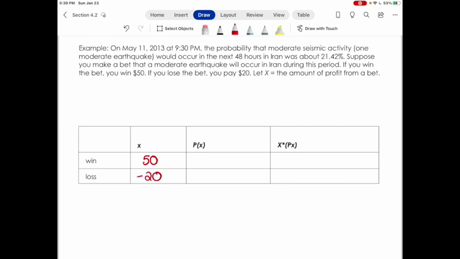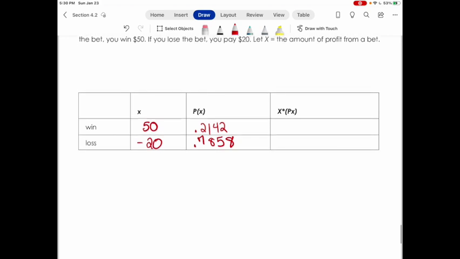So we're going to fill out this chart like we did before. If we win, we're going to win $50. If we lose, we're going to pay $20. And we're going to put a negative in front of that since we don't have that money anymore if we lose. Now the corresponding probability would be that if we win, that would mean that the earthquake happened, and that was a probability of 0.2142. Now, we've got to find the complement of that.